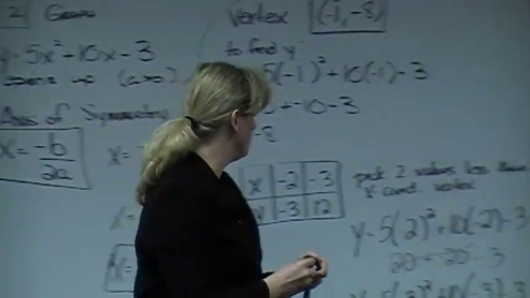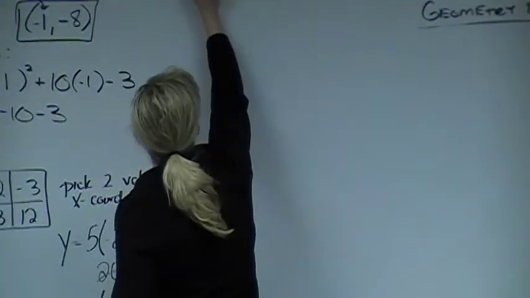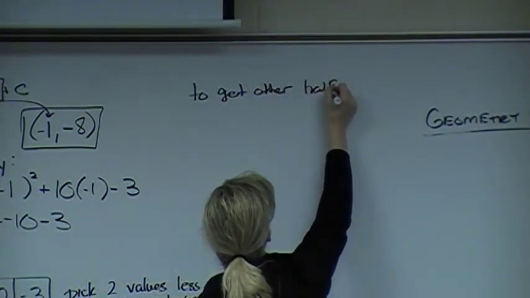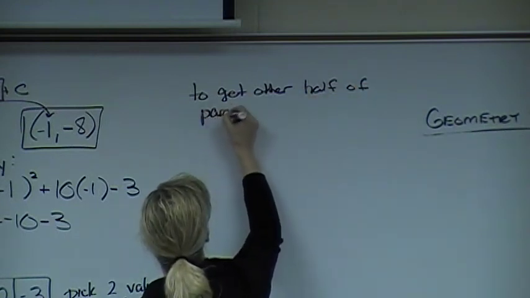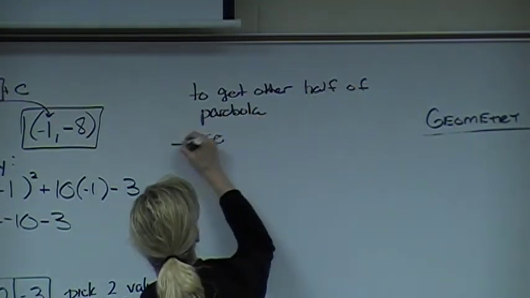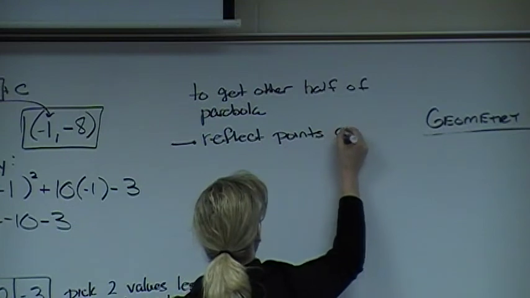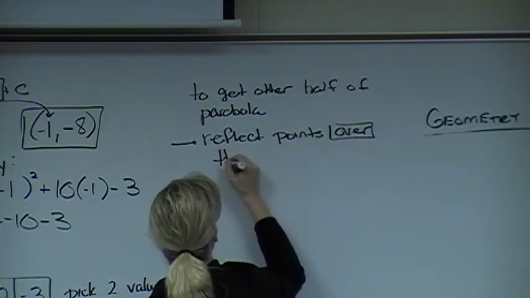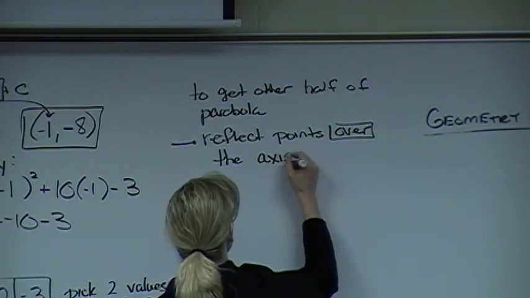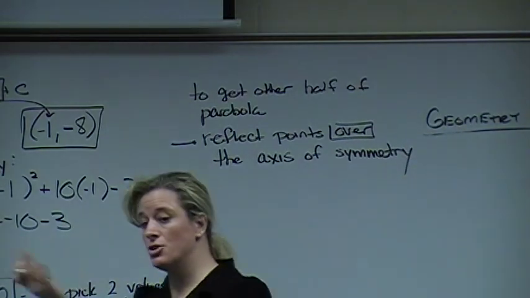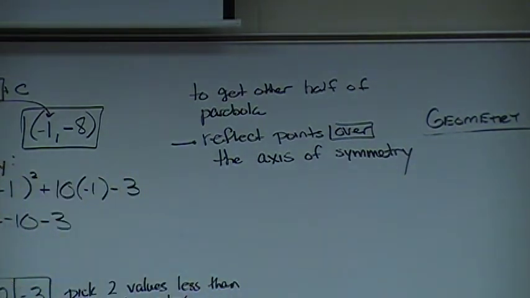So let's write that down in our notes. To get the other half of the parabola, reflect points over the x-symmetry. This is the important part. That's why the x-symmetry, that line, is so very important to construct, because you will not be able to get your other half of your parabola unless you use that x-symmetry as your line of reflection. This line right here cuts it in half, so you have to reflect those points over that line in order to get your other half of your parabola.